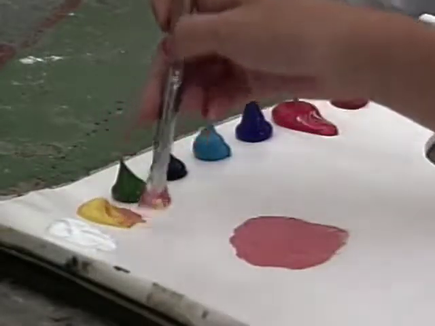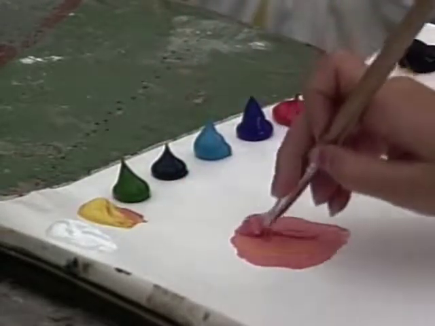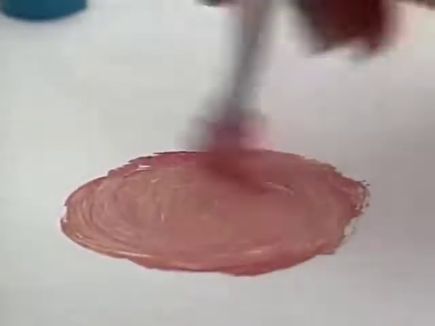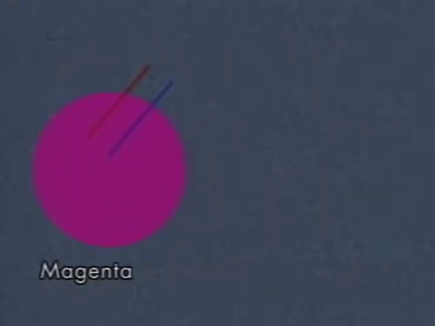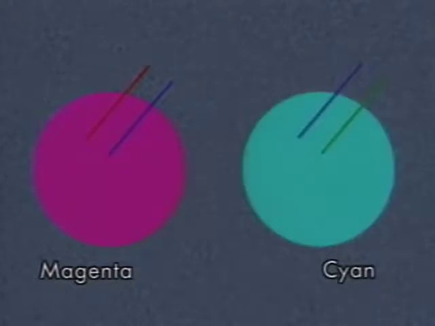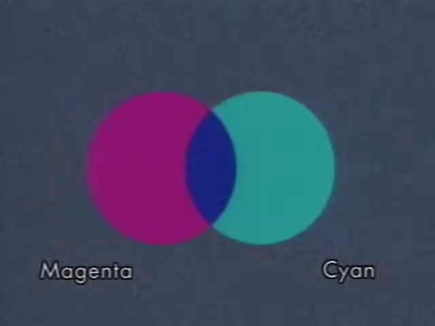By mixing pigments, we can control which colors of the spectrum are reflected back to our eyes, and thus which color or colors we see. Each of the primary colors of pigment actually reflects 2 colors of light. For example, magenta reflects blue and red light. Cyan reflects blue and green light. When magenta and cyan are mixed together, only the color that they both reflect, blue, will be seen.